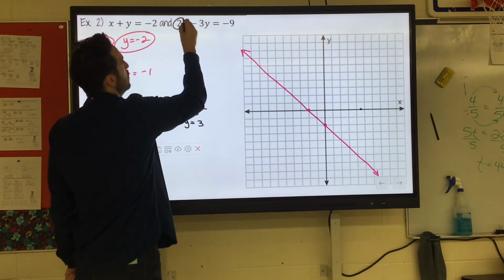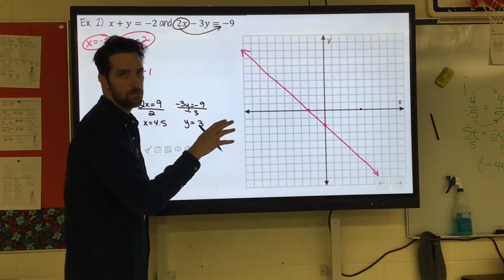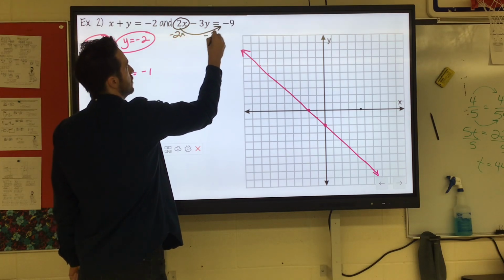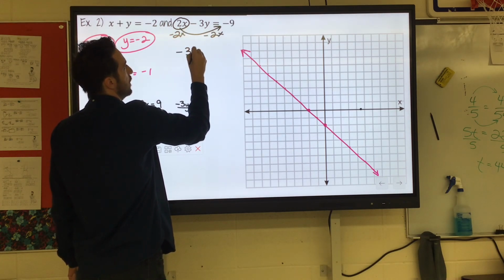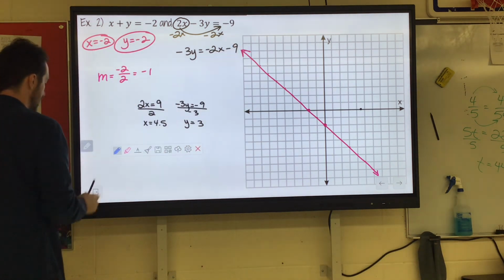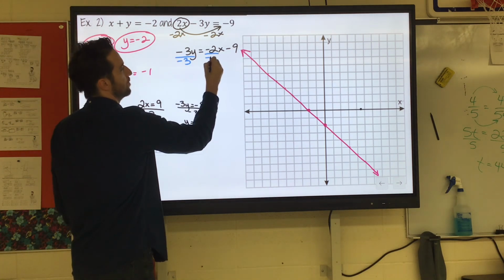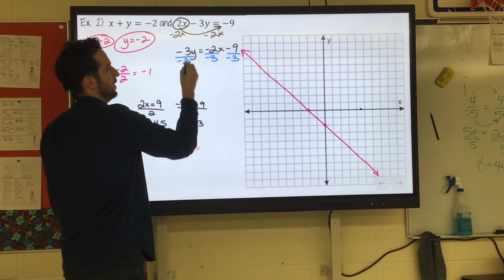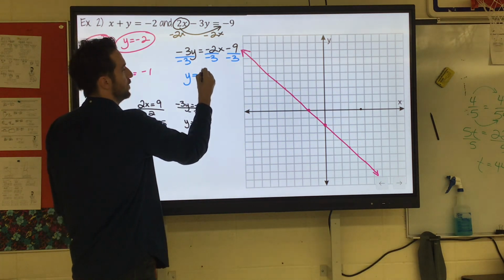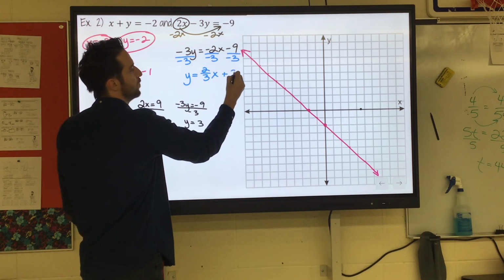So if we're sending the 2x to the other side of the equal sign, are we going to add it or subtract it to move it over there? We would subtract it. Minus 2x minus 2x. So we'd have negative 3y equals negative 2x minus 9. Now we can't have negative 3y. So we'd have to divide everything by negative 3. That would give us y equals negative 2 over negative 3. The negatives cancel, so we have 2/3 x. And then negative 9 divided by negative 3 is positive 3.